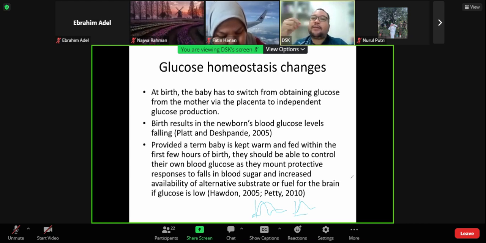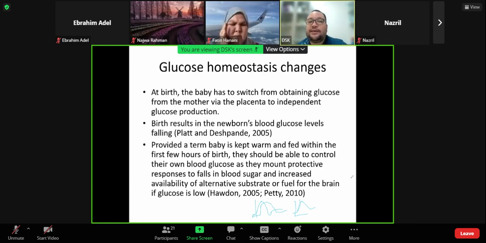Why hypoglycemia? Because the baby's pancreas is used to producing high levels of insulin. This we call hyperinsulinism. Because the baby is used to producing high levels of insulin, now suddenly the glucose it gets is less than what it got in utero. So that's why the baby is at higher risk of hypoglycemia. Because of hyperinsulinism. Why hyperinsulinism? Because the baby is used to producing high levels of insulin.